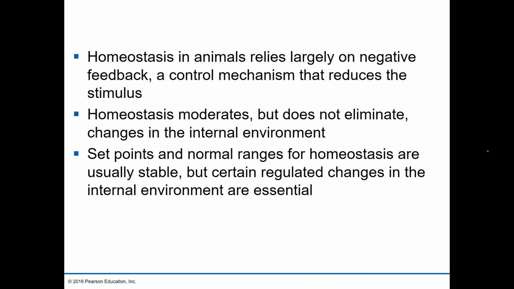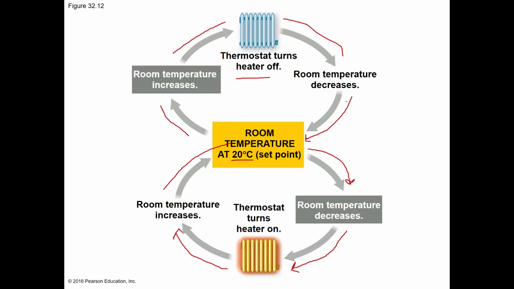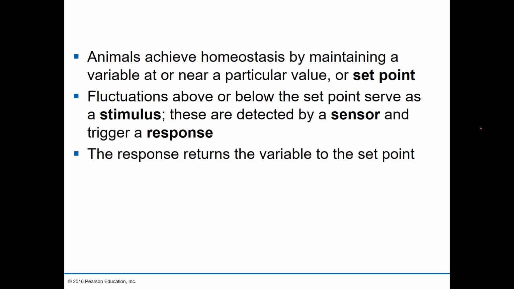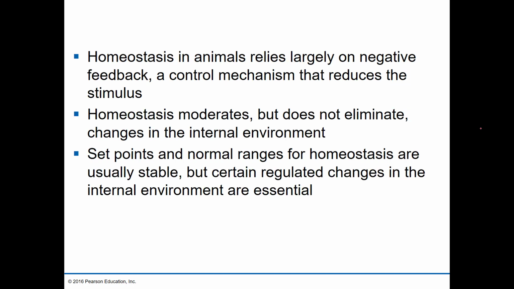Homeostasis in animals relies largely on negative feedback. Negative feedback is a lot more common than positive feedback. It's a control mechanism that reduces the stimulus, because it fixes it. Homeostasis moderates but doesn't eliminate changes in the internal environment. So looking at the thermostat, it's constantly turning on and off. Think about the way it is in your own home. It's not eliminating changes, it's just moderating them.